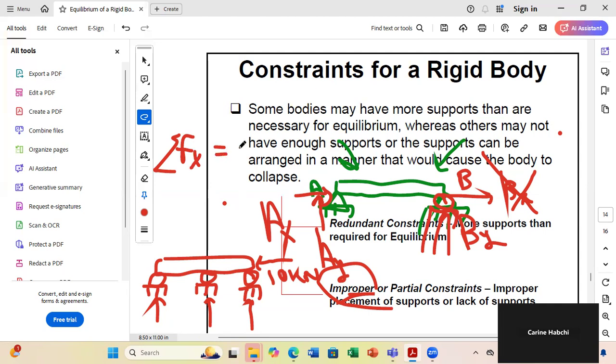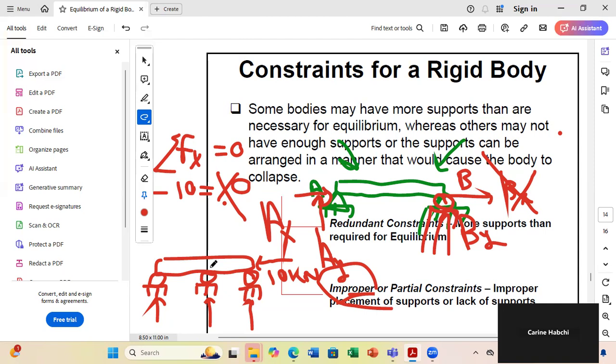I say it's impossible to have this because I have minus 10 and I don't have any reaction to oppose it. And is it possible to have minus 10 equals zero? Impossible. So it's not possible then to have equilibrium in this case. So I say that I have an improper choice of supports.